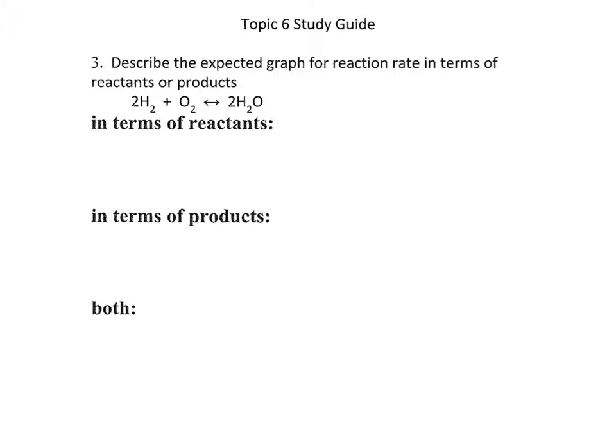Objective 3, describe the expected graph for the reaction rate in terms of reactants or products. So similar to the previous objective we looked at, if I have my concentration versus time, if I'm looking in terms of reactants, it's going to be a downward slope, and it's going to be an exponential curve because from the beginning of the reaction, it's going to slow over time.